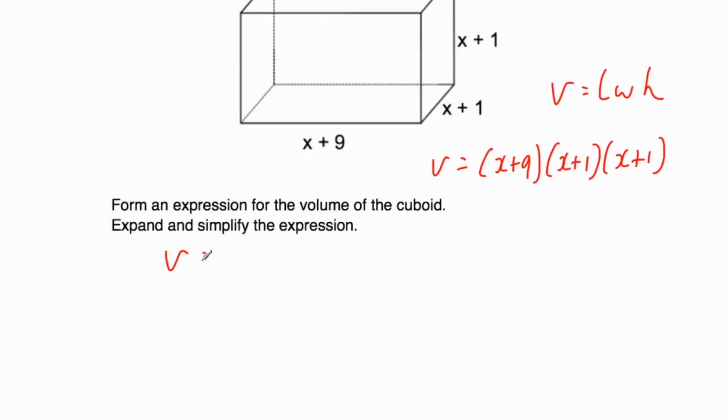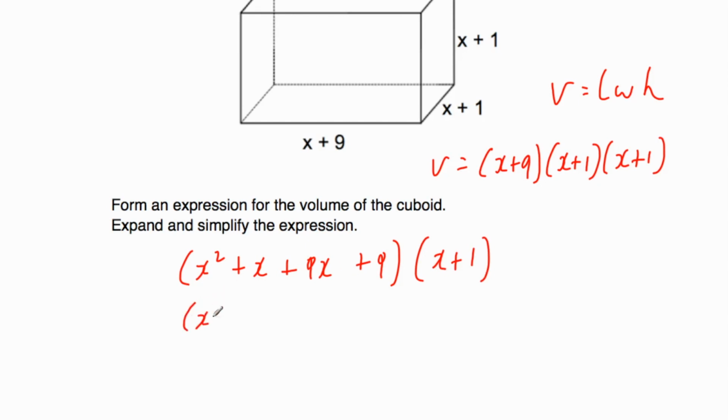So the volume is equal to, so let's multiply these out and see what we get. So let's expand our first pair of brackets. So x times x is x squared. x times 1, that's going to be plus x. 9 times x would be plus 9x. And 9 times 1 is plus 9. And then we've still got our x plus 1. Now we need to simplify this. So we'd have x squared. x plus 9x is 10x, so plus 10x plus 9. So that's our first two brackets expanded, and we've still got to multiply that by x plus 1.